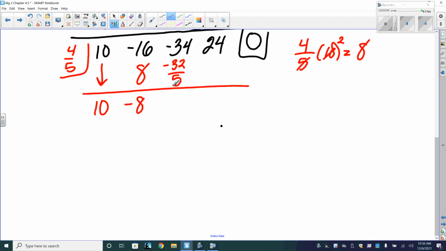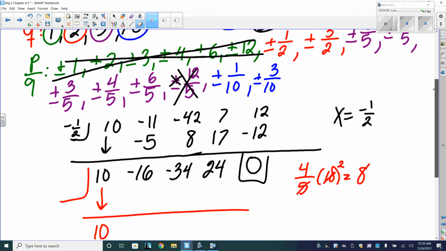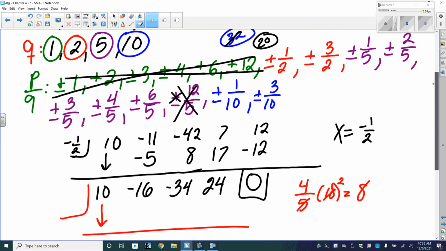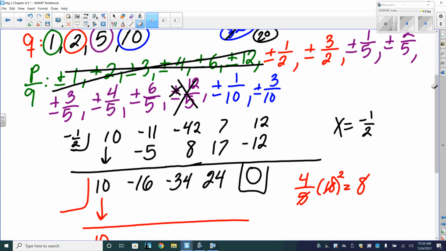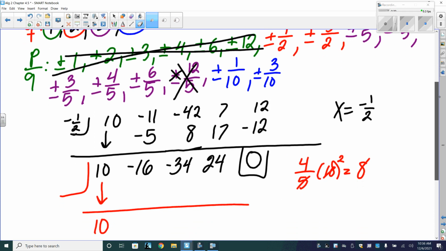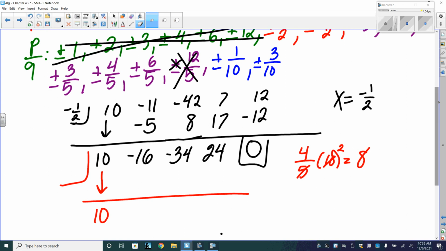Is this going to look any better as we get further along? No. Okay. So probably not 4/5. Three-fifths?